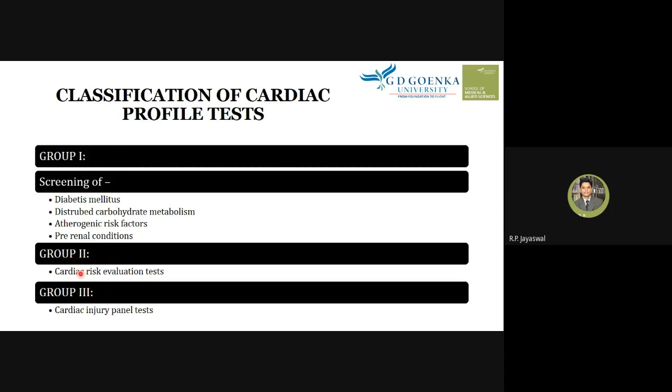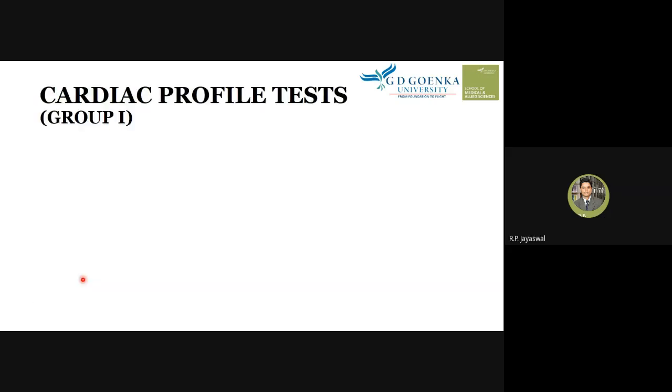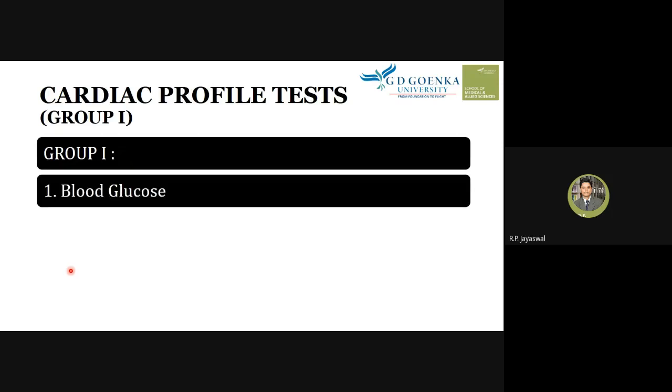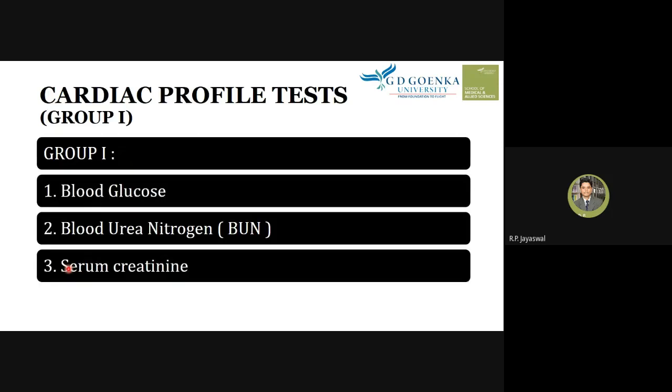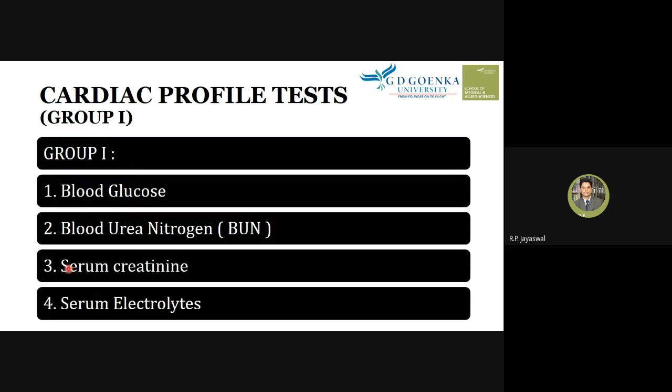Group 2 will help us know the cardiac risk, the evaluation of cardiac disease. Let's know about group 1. In group 1 we do the blood glucose test, blood urea nitrogen test, serum creatinine, and serum electrolytes. These are the 4 tests included in group 1, which help to screen: blood glucose for diabetes, blood urea nitrogen, serum creatinine, and serum electrolytes for the kidney. So group 1 helps us know about carbohydrate metabolism disorder or diabetes mellitus or renal dysfunction.